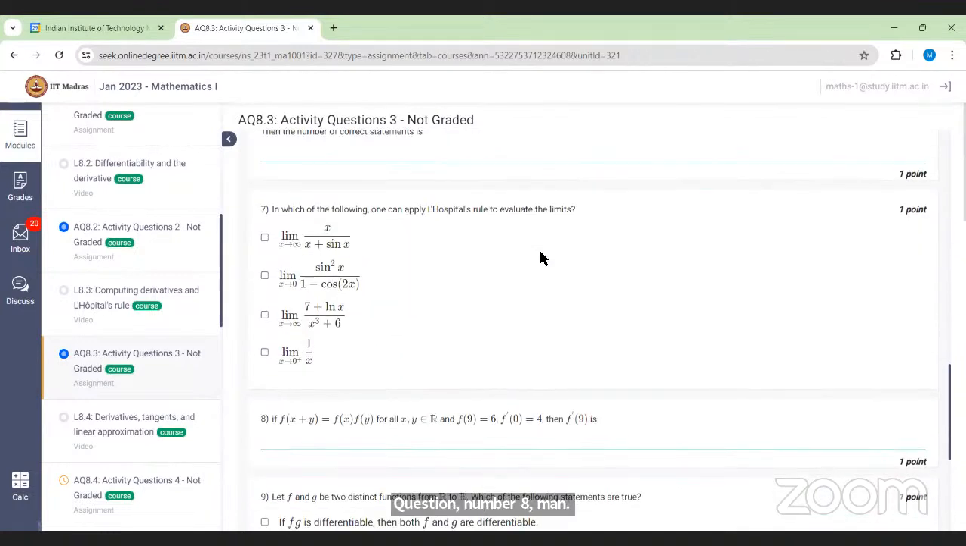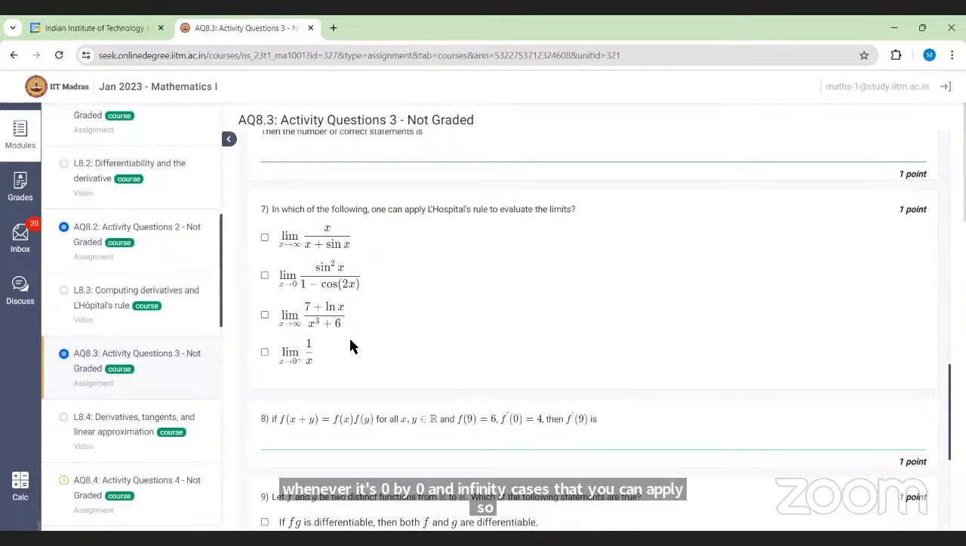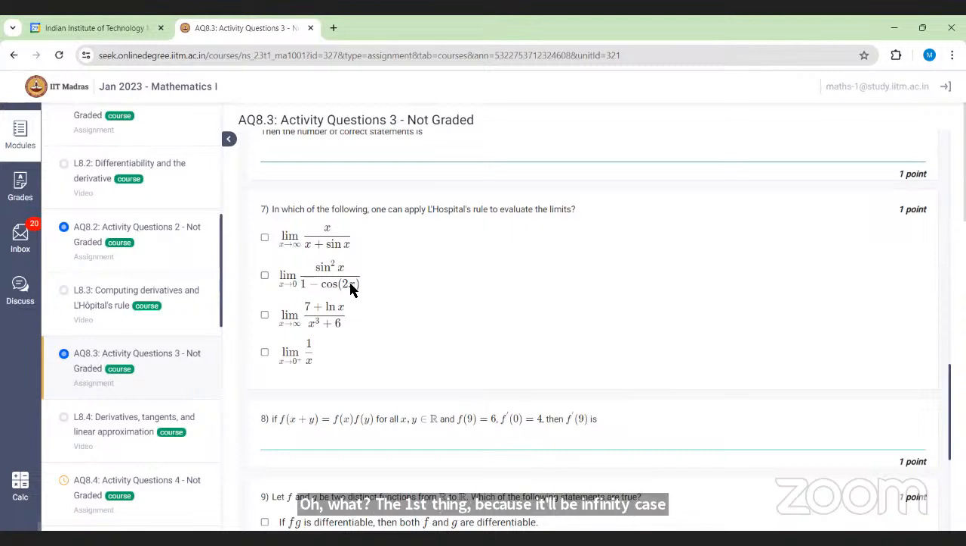In which of the following can one apply L'Hospital rule to evaluate the limit? You already know that whenever a 0 by 0 or infinity by infinity case is there, you can apply. So you can apply it to the first one, because it will be infinity by infinity, right? The second also, because this will become 1, so 1 minus 1 will become 0, again 0. So I think the first option is not correct. x goes to infinity, this is infinity.